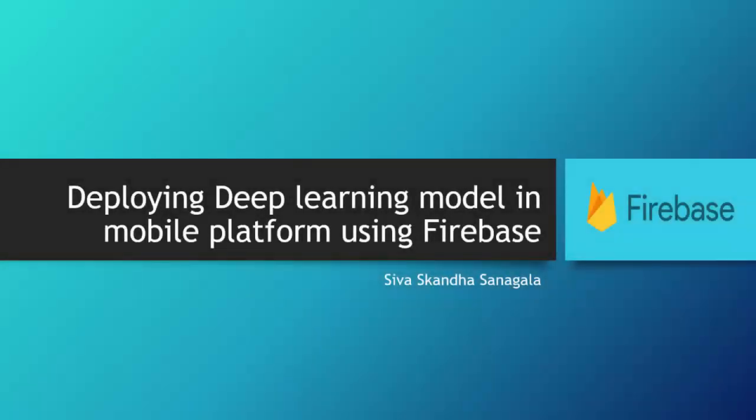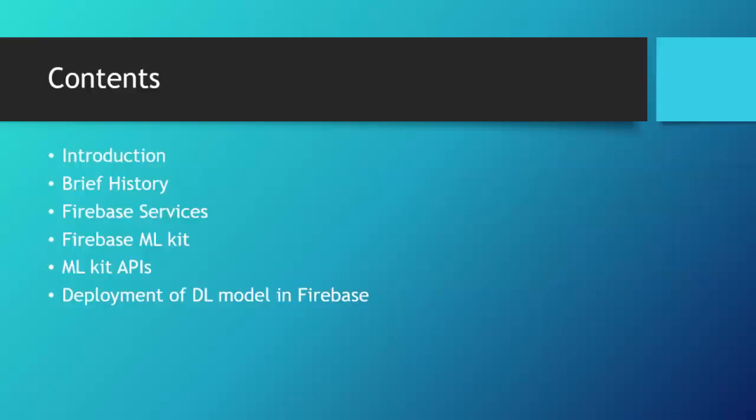Today we are discussing deploying deep learning models on mobile platforms using Firebase. Deploying deep learning models on mobile platforms is a very interesting topic today, because we already know that we can build deep learning models by using GPUs and sometimes CPUs, and we create the models. But how do we deploy them in real time on mobile platforms?